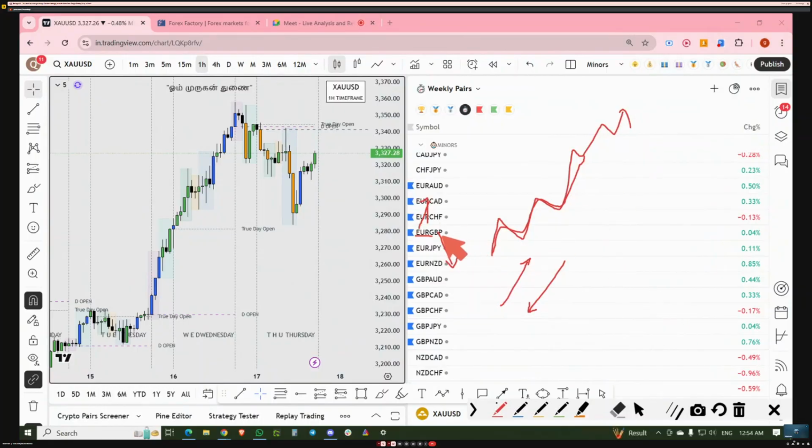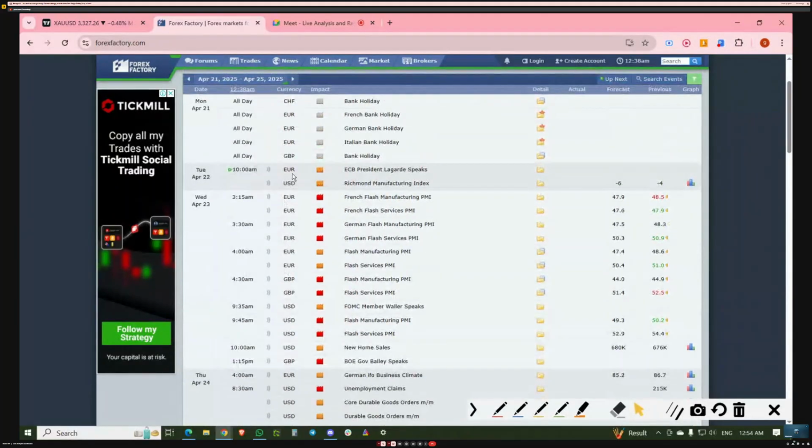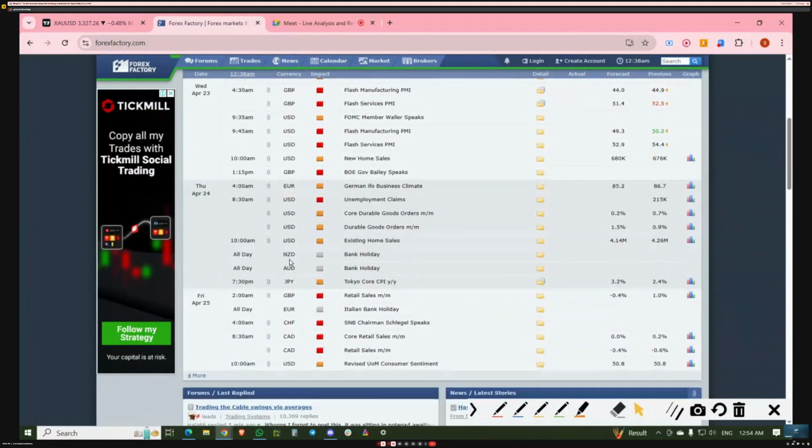I'm not sure whether it happens or not, but this will come once in a month or once in 2 weeks, like that. We need to capitalize on that. Now what I did is, based on this, I selected all the euro and GBP pairs. And when you look here, you can clearly see there is no AUD and New Zealand news here.